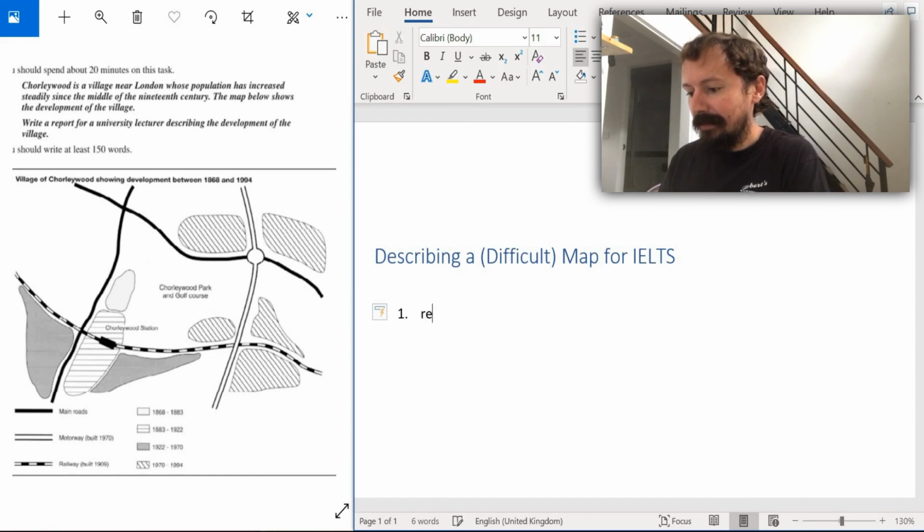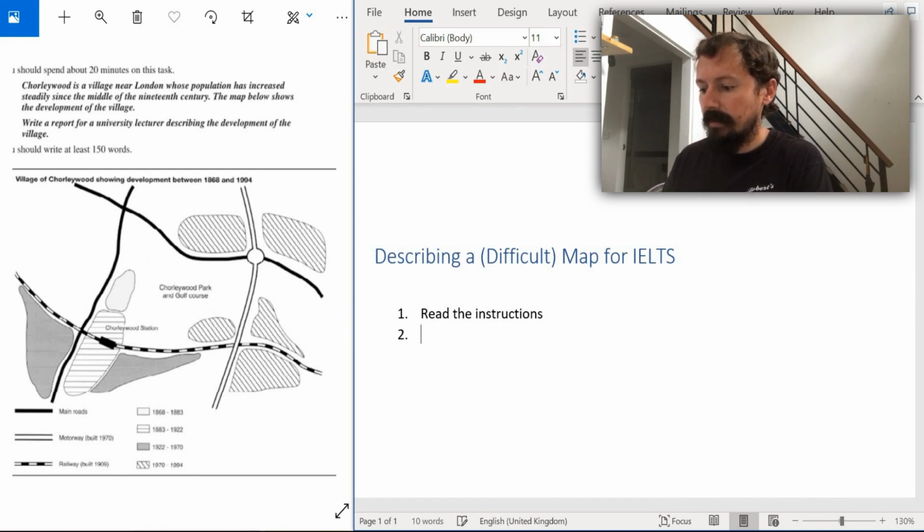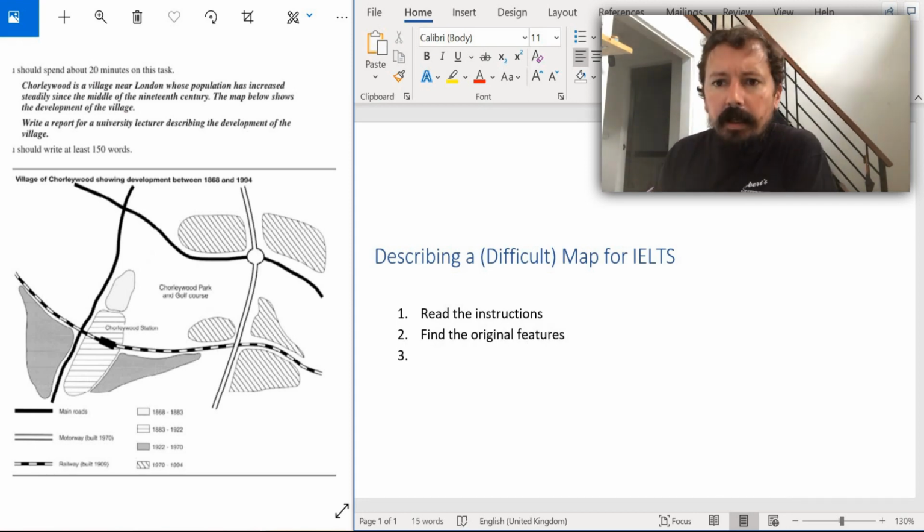So first of all, you read the instructions. Oh, I'm hitting the wrong keys today. And next, we're going to find the original features. So I've titled this video describing a difficult map. And the reason is, this is actually a lot more complicated than other ones, and finding the original features is one of the reasons for that.